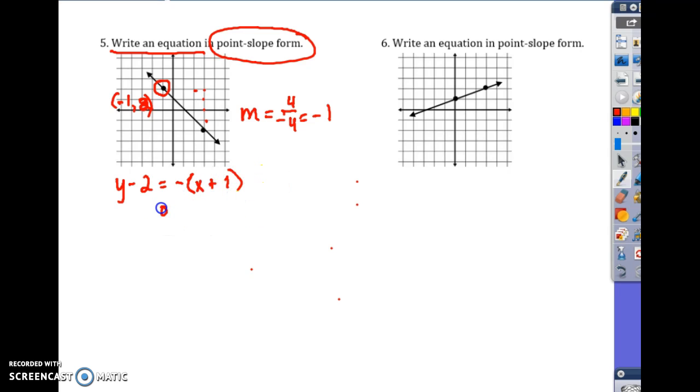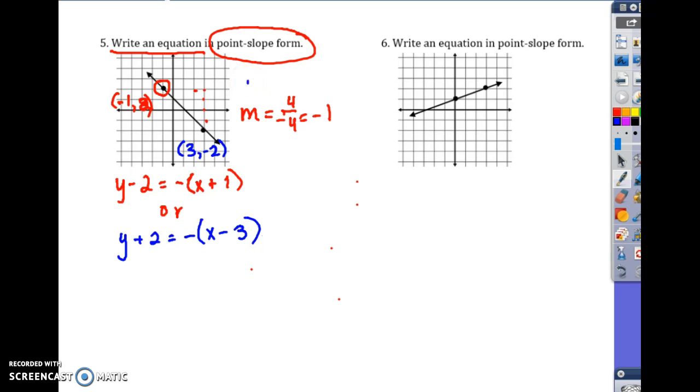Or I could have used this point right here, and I'll do this one in blue. This is at 3, -2. So I could have used that point. It would be y plus 2 is equal to -1 times x minus 3. So either answer would be fine.